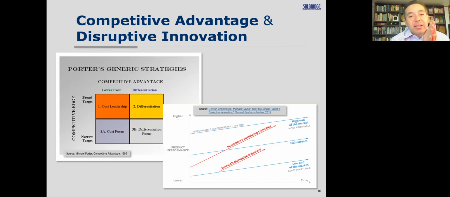Now, there's an interesting connection between competitive advantage, low cost, and disruptive innovation. You might remember that early on I said that operational excellence is not a strategy, and certainly not a sustainable strategy. So you might argue, why is Michael Porter talking about lower cost, whereas Michael Porter was saying distinct strategy? So in this case, lower cost is not the same as operational excellence.